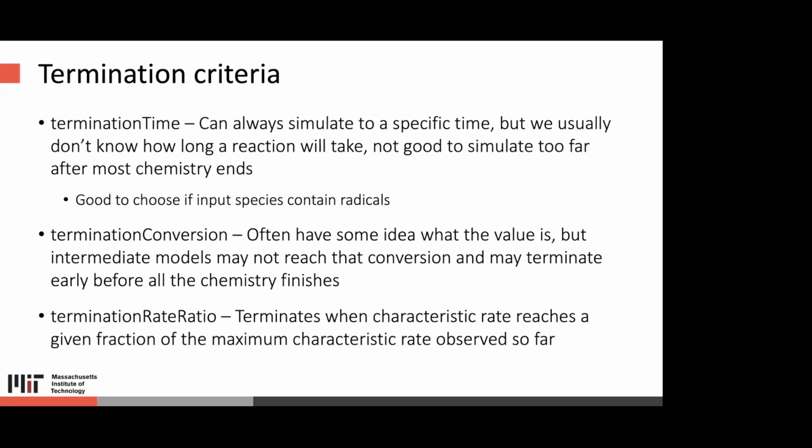And for the third one, the termination rate ratio, it will terminate when the characteristic rate reaches a given fraction of the maximum characteristic rate observed so far. So you'll have to be very cautious when choosing this. How do you define the characteristic rate?